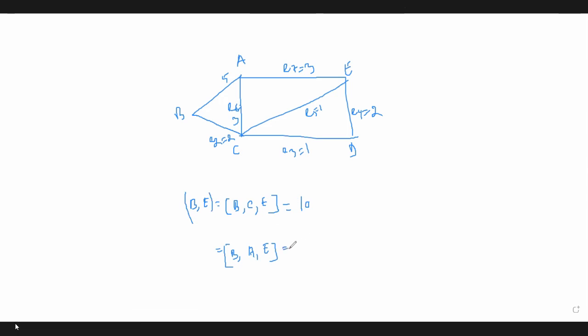What about the second path sequence? It is B, C, and E, and the weight of B, C is 2. What about C and E? The weight is 1. So 2 plus 1 equals 3. So which path will we take? Obviously the second one.